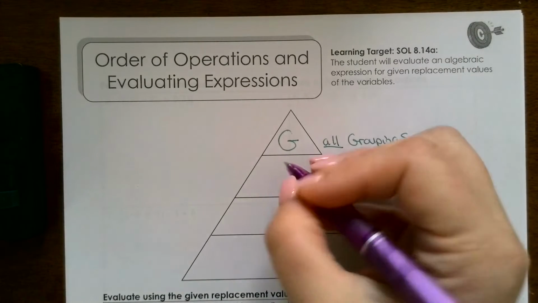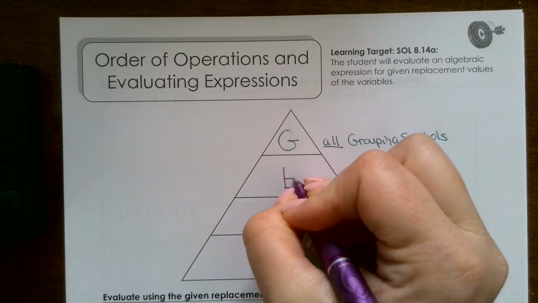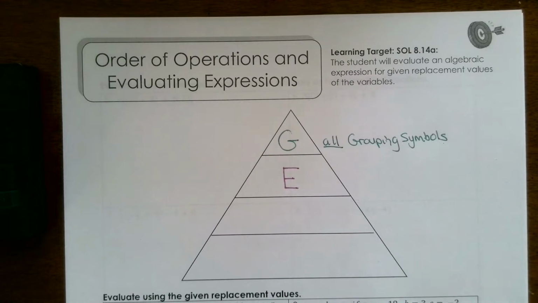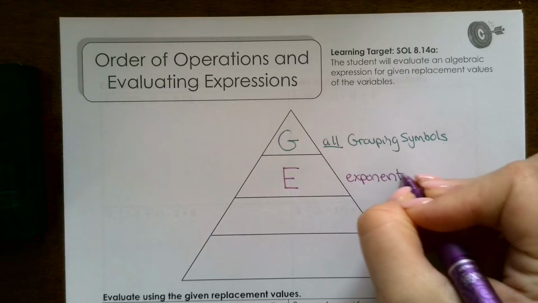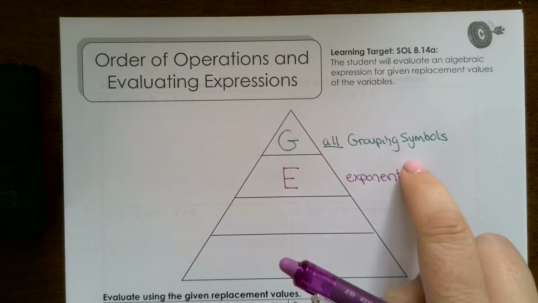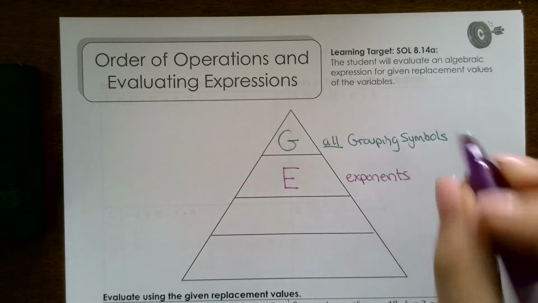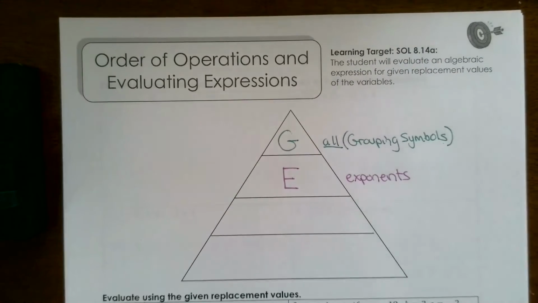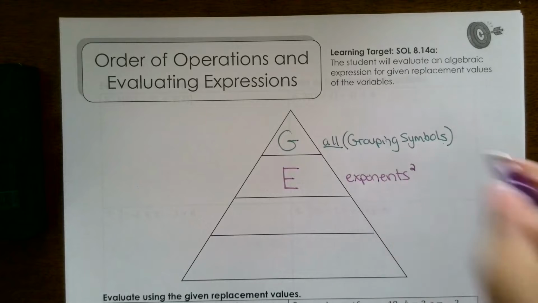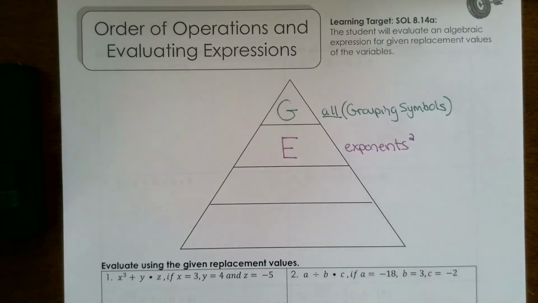Our next step in order of operations is the E, and that stands for exponents. So remember, it's the number right up here. So this is all grouping symbols, and I'll just give a parenthesis to make us think of our grouping symbols and a little square or power of 2 for our exponents.